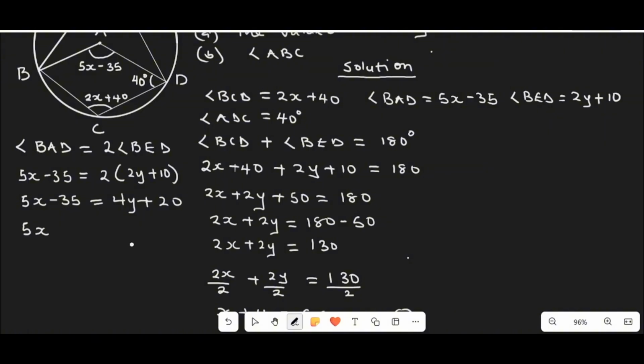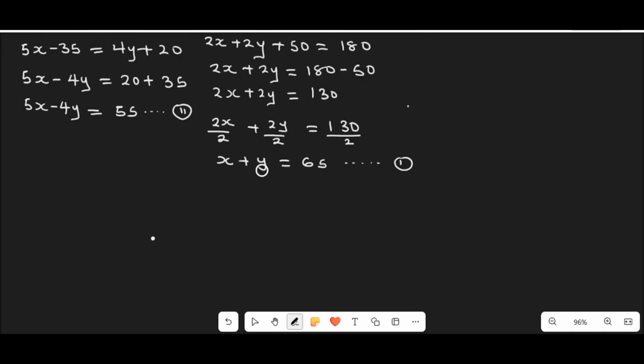So we are going to have 5x minus 4y equals 20 plus 35. 5x minus 4y equals 55. This is our second equation. From our first equation, let us make y the subject of the formula by transposing x to the right hand side. So we are going to have y equals 65 minus x.